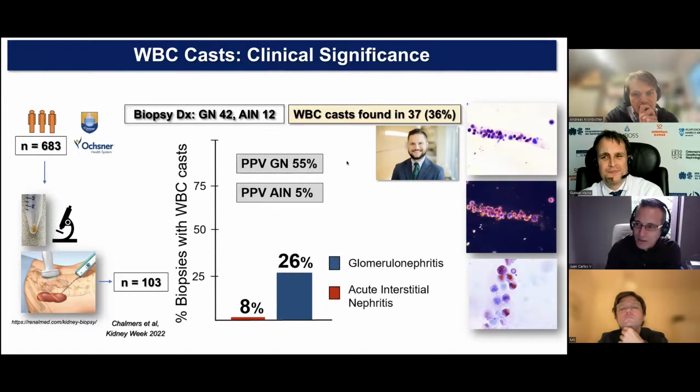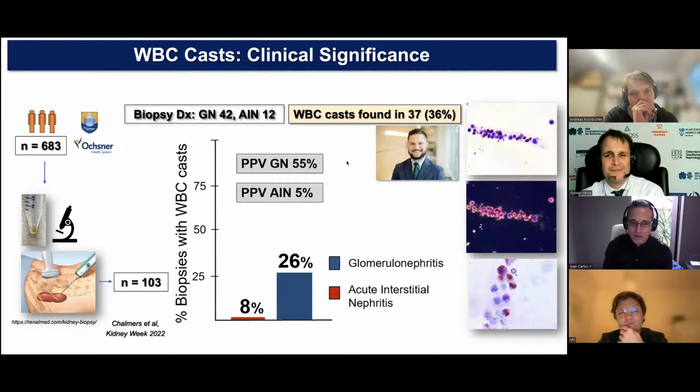So I always tell my trainees, if you suspect AIN, don't spend hours searching for a white blood cell cast. A white blood cell cast, in our experience, is not an AIN finding at all. It's actually more common in GN. And it's not very different from what has been reported if you look carefully. I'll try to show you today.